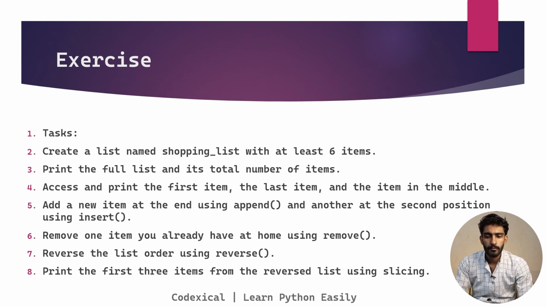Now I have an exercise for you. Create a simple list named shopping list with 6 items. Print the full list and its total number of items. Access and print the first item, the last item and the item in the middle by the indexing method, and add a new item at the end of the list using the append method, and after that at the second position using the insert method to insert by index, and remove one item you already have at home using the remove function, and reverse the list order using the reverse function. Print the first 3 items from the reversed list using slicing.